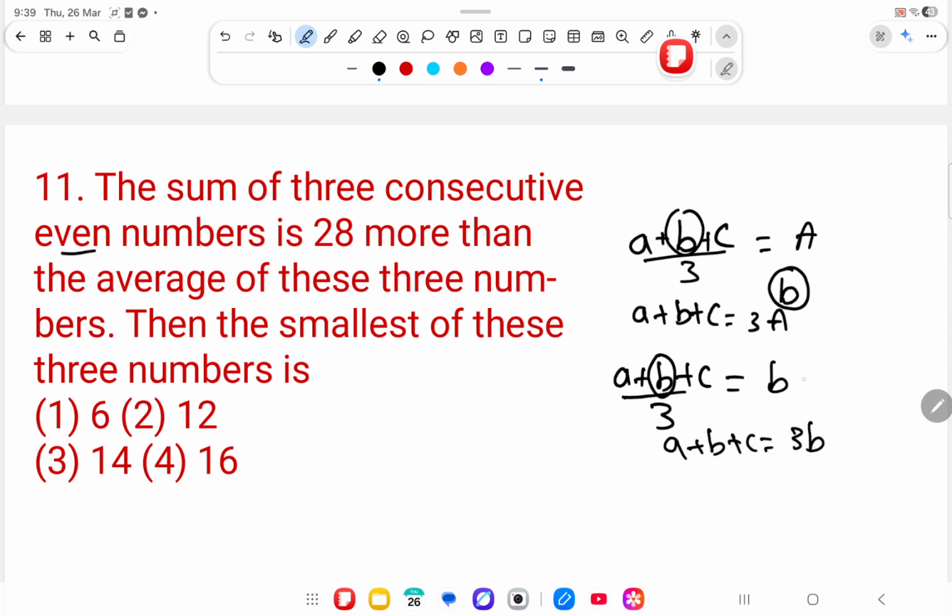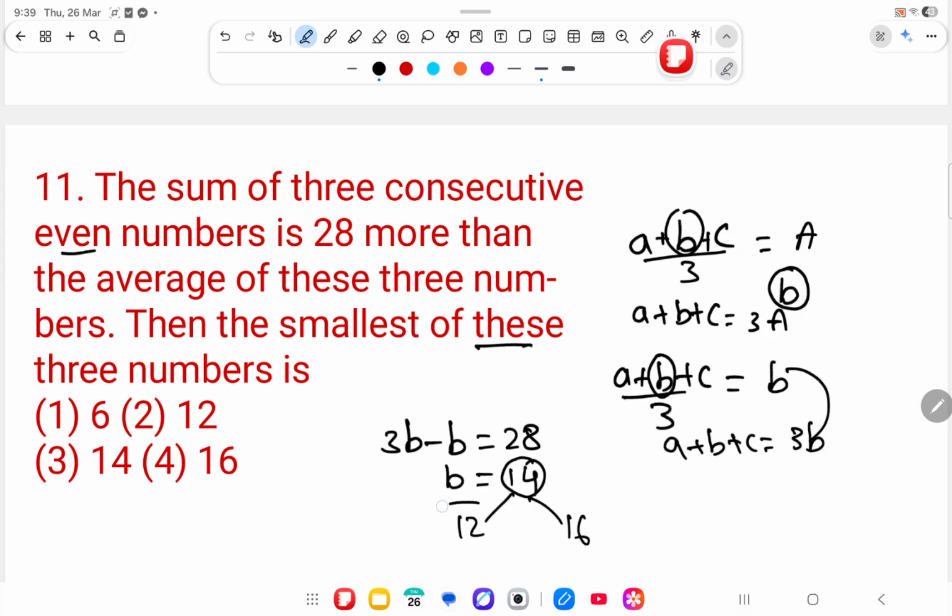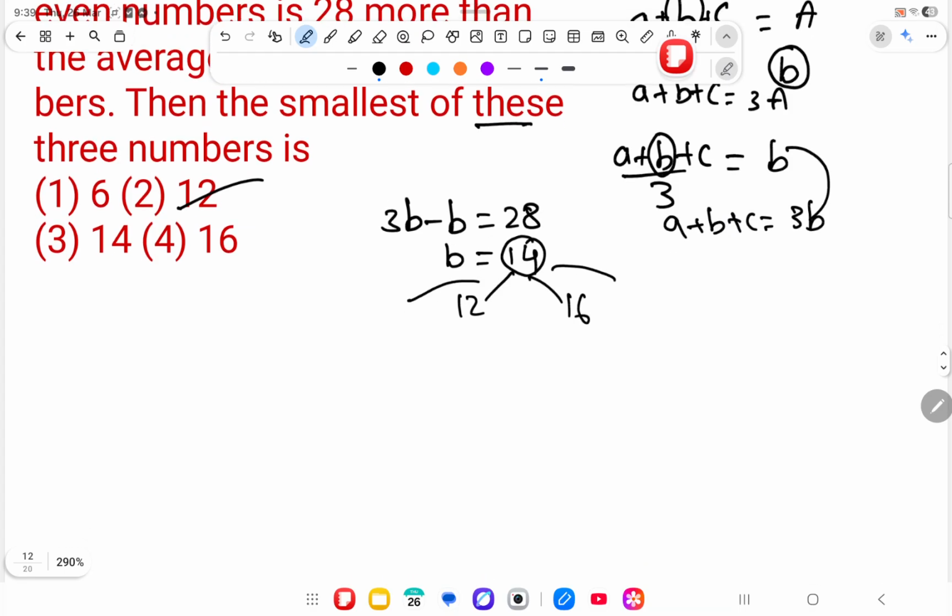So now I can find the difference of these both. 3B minus B is equal to 28. Then 2B is equal to 28. B is equal to 14. Then the smallest of these numbers is, my middlemost number I got 14, then 12 and 16 are the extreme numbers, means to the left hand side 12, to the right hand side 16. So 12 is our answer.